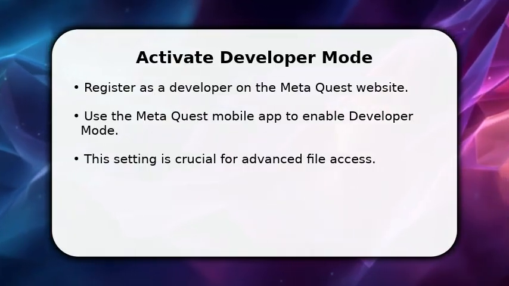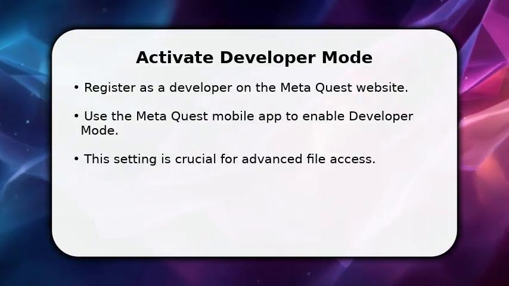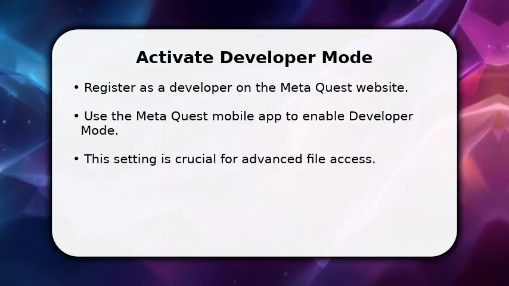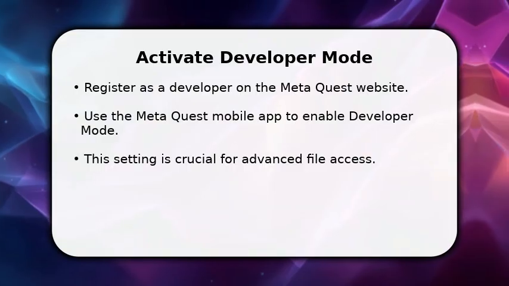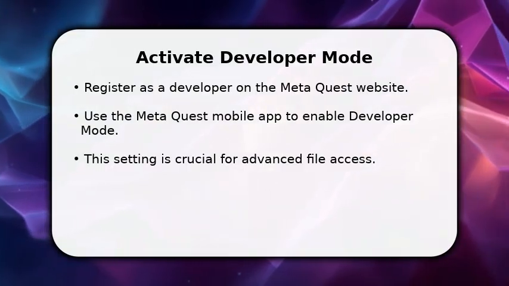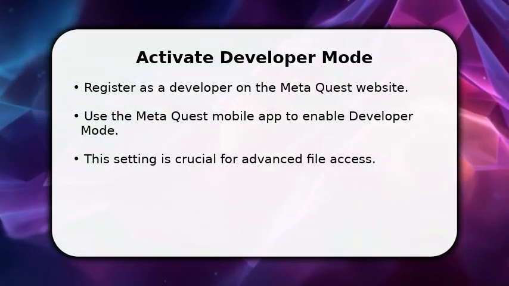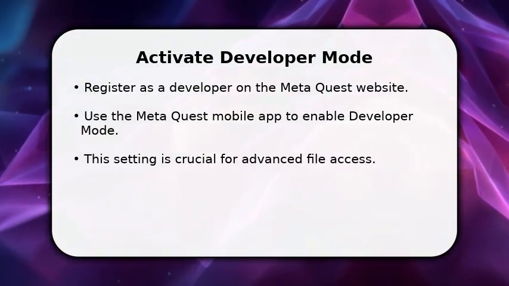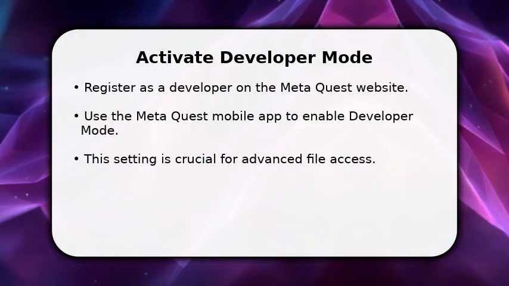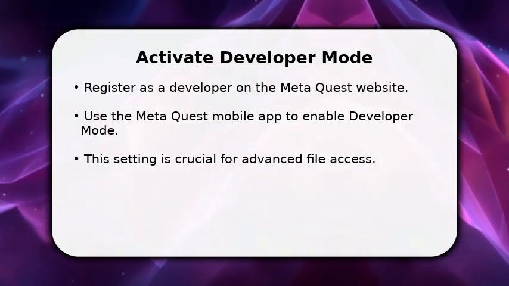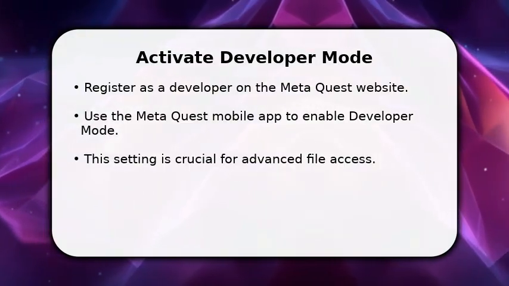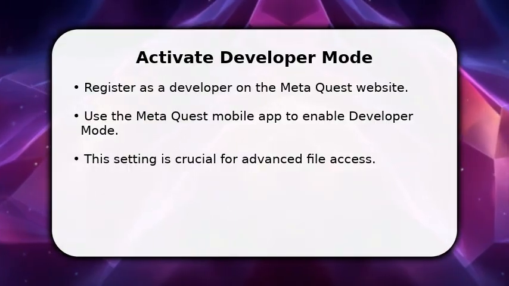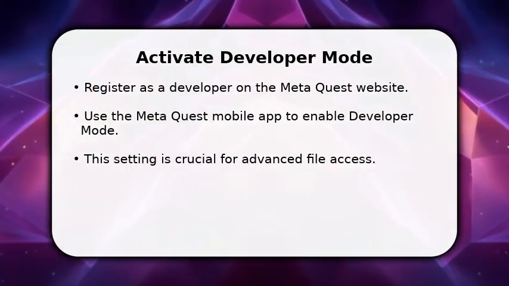In this video, I will explain how to access your Quest 2's data folder. First, you will need to activate developer mode. This is a simple process that begins by registering as a developer on the Meta Quest website. Then, use the Meta Quest mobile application on your phone to easily toggle on the developer mode setting for your headset. This foundational step is essential for gaining deeper access to your device's file system.